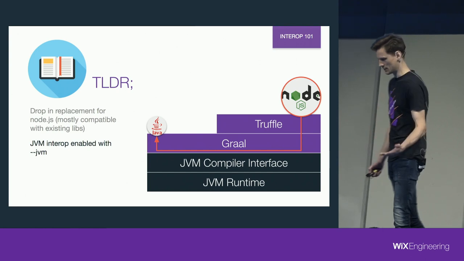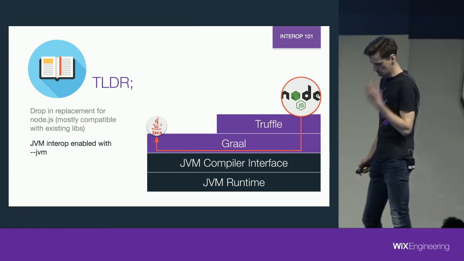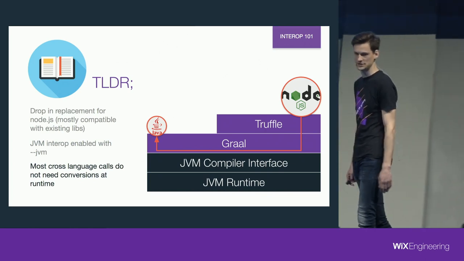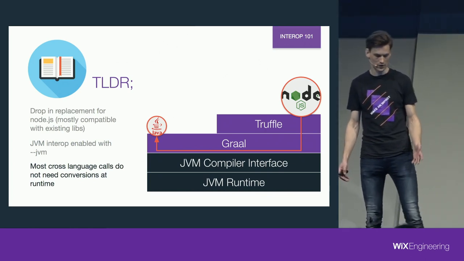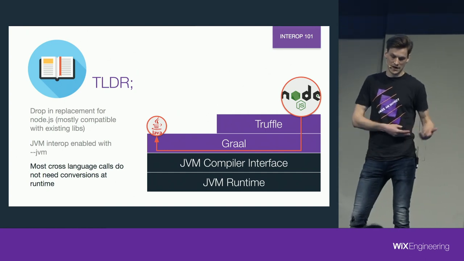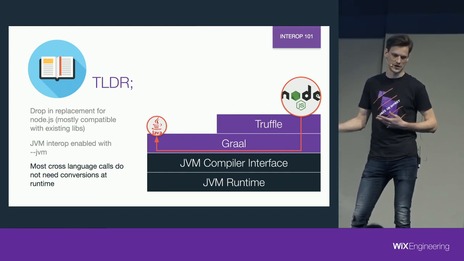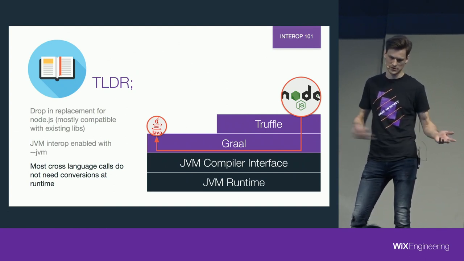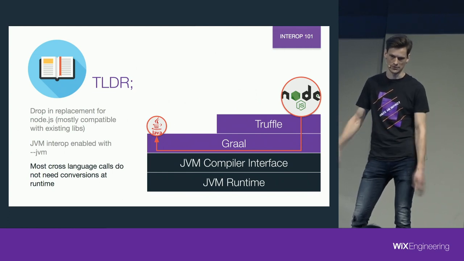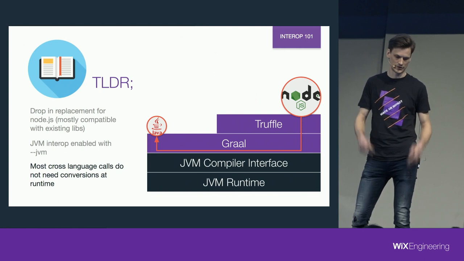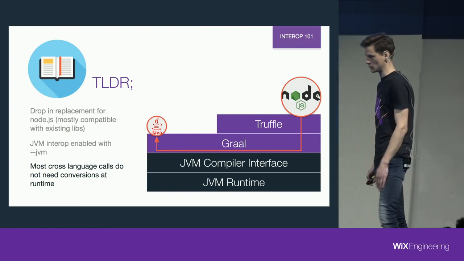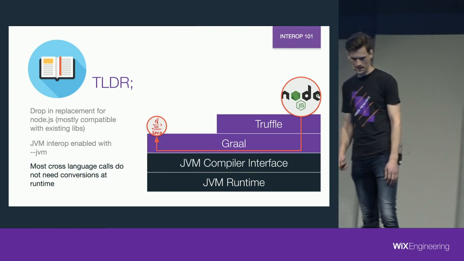The really amazing thing about this whole thing is that most cross-language calls do not need conversions at runtime at all. So if you have a Java string and you give it to a JavaScript function or vice versa, there's no copying of the whole string. You just pass a pointer around, so it's referring to the same object in the heap, which is what makes this special.